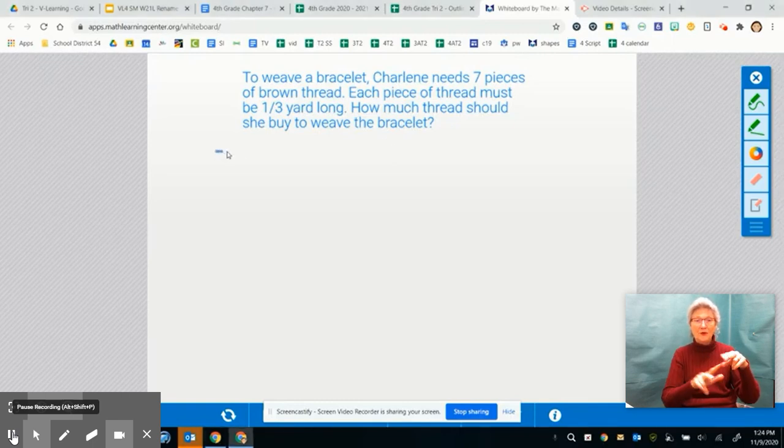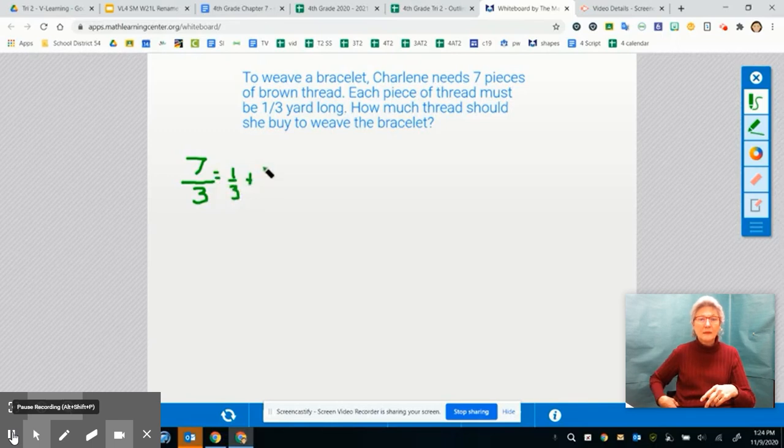So let's draw 7 thirds as my fraction, and let's break this down into unit fractions of 1/3 and see what I get. So 7 thirds is going to be equal to 1/3, and I'm going to write this out 7 times because it's 7 different pieces broken up into 1/3.